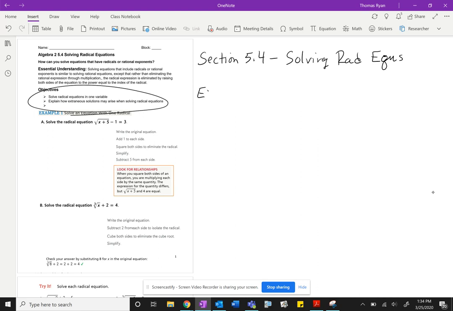Example one. We are going to solve the equation. That's really the gist of it. Just solve the equation. Yes, it's got a radical. We're fine. We're doing it. All right, here we go.